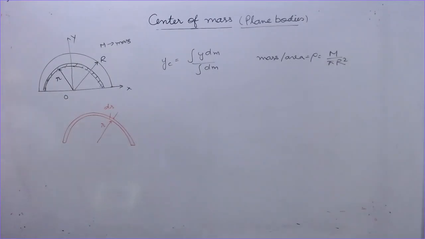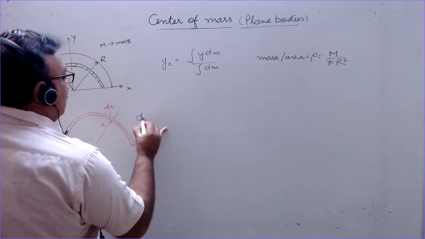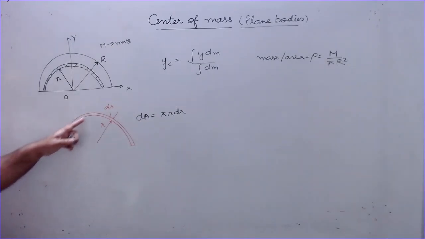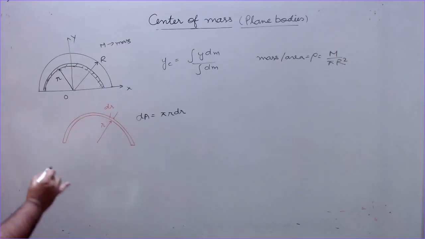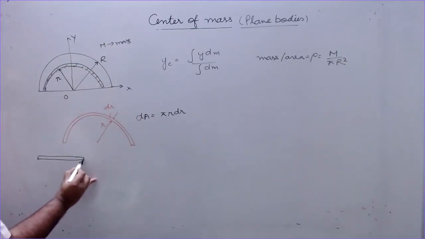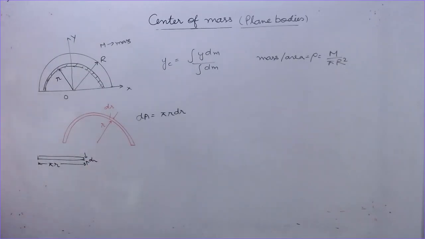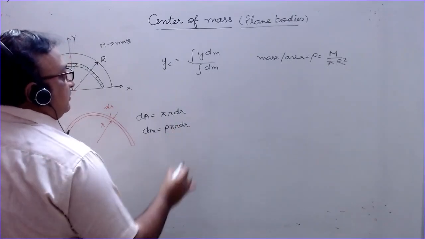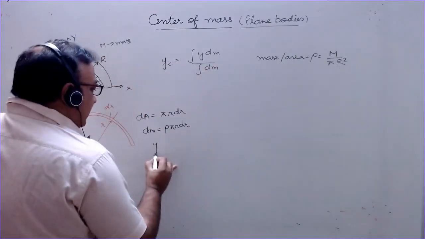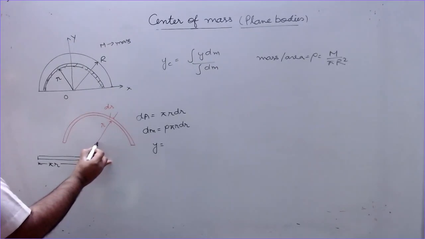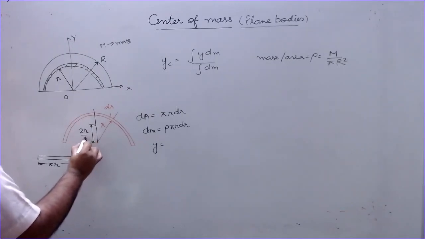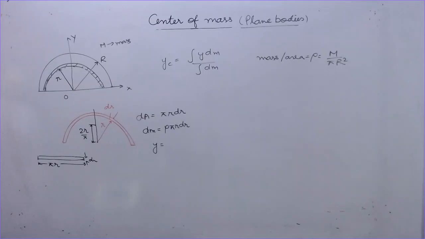So its area is dA, pi r into dr. If you open it, its length is pi r and breadth is dr. So it will open in the form of a rectangle. This is pi r, the circumference, and this is dr. So its mass is rho pi r dr. What is y? y is the distance of center of mass of this measured from the origin along the y-axis, and this is given by 2r by pi, which we have previously proved for a ring.